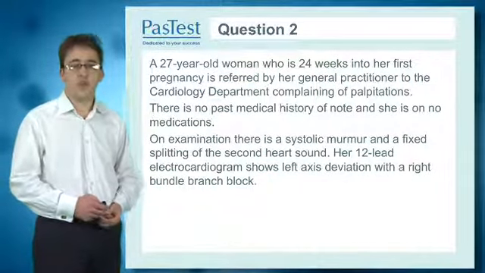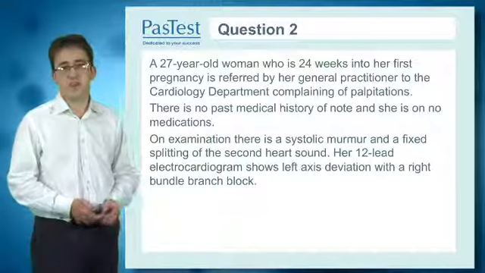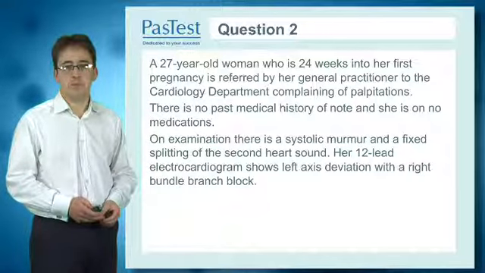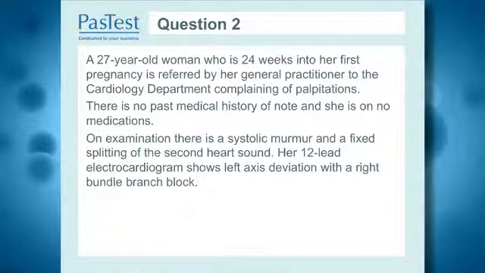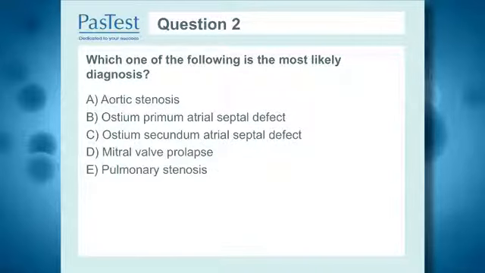A 27-year-old woman who is 24 weeks into her first pregnancy is referred by her GP to the cardiology department complaining of palpitations. There is no past medical history of note and she is on no medications. On examination there is a systolic murmur and a fixed splitting of the second heart sound. Her 12-lead electrocardiogram shows left axis deviation with a right bundle branch block. Which of the following is the most likely diagnosis? I'll give you a moment to consider the options.